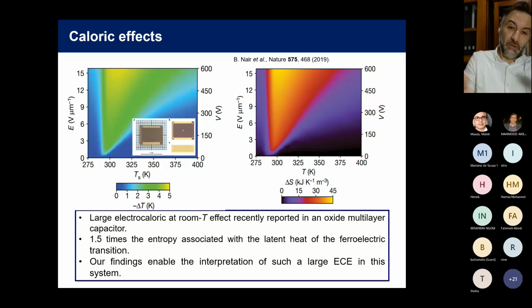This is just to make a connection between what we have proposed and literature results. This is a very nice Nature paper by British researchers. They have measured a huge, very large electrocaloric effect close to room temperature. And we are able to describe these observed effects with our proposal of enhancing the entropy contributions in order to optimize caloric effects. This is the main idea behind it.